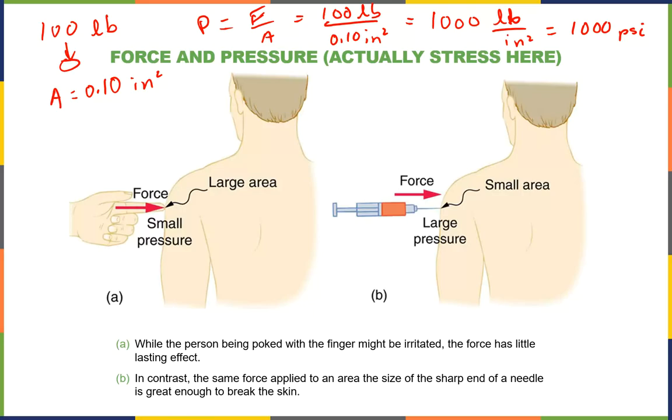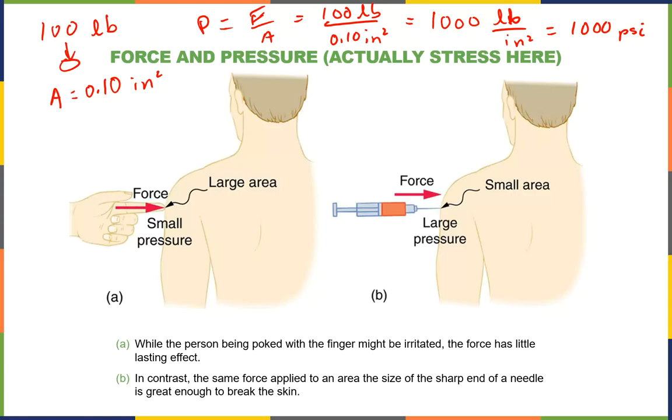So she would be making a pressure of 1,000 psi. Now remember, air pressure is about 15 psi. So that's almost 70 times the air pressure. Very high. So a woman in stiletto heels can damage a floor by putting her weight on the heels.